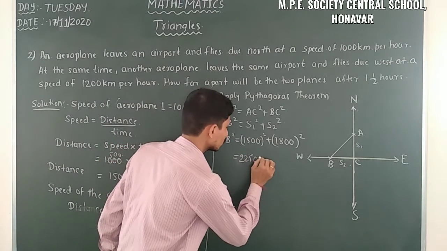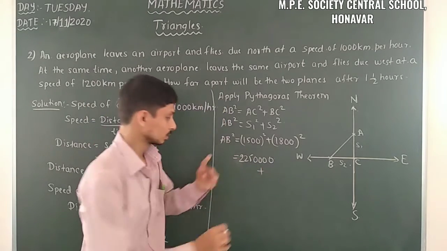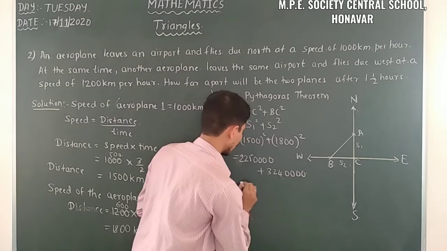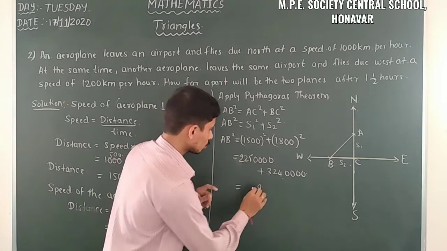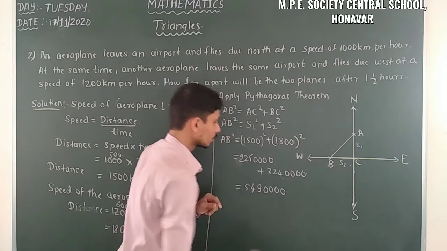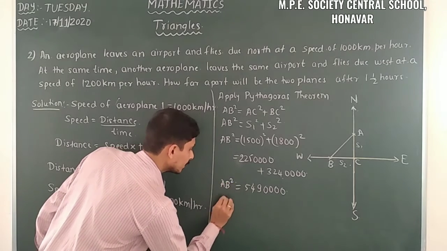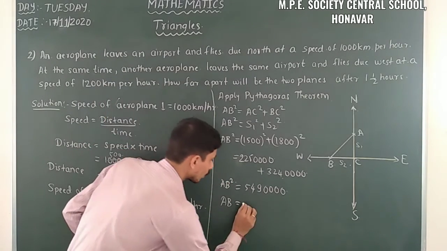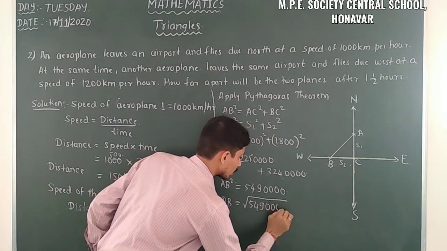That is 0, 0, 0, 0 plus. And 18 square is 324. 324 and 0, 0, 0, 0. And here, so 5, 4, 9, 2, 2, 4 and 2, 3, 5. 5, 4, 9, 0, 0, 0, 0. And then it is AB square. Then AB is equal to, after transposing the square, it turns into square root. That is square root of 549 0 0 0 0.